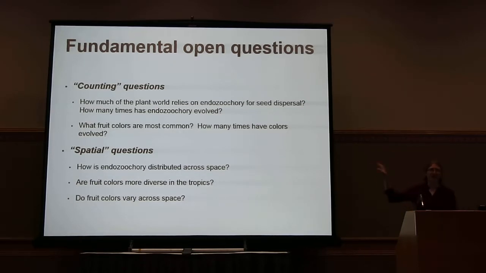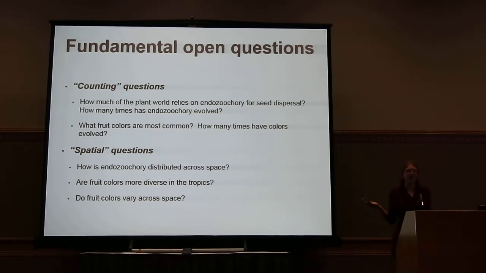And so I'm actually not going to talk about the counting type questions today. I'm going to talk much more about these spatial patterns. We also don't know some very fundamental things about the spatial patterns of these traits. There's been a little bit of work about the spatial distribution of fleshy fruits and dry fruits, and I'll talk about that in a minute. But there hasn't been much, and there hasn't been a great global scale description of spatial distributions in animal dispersal.